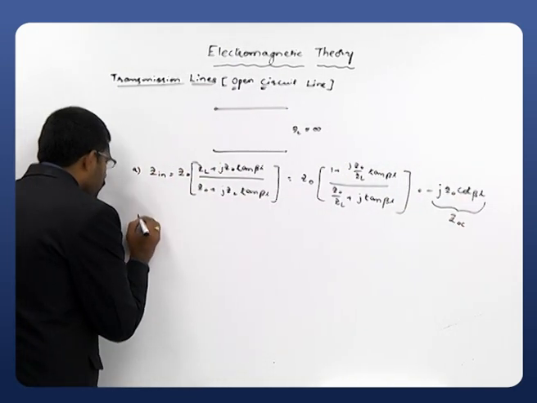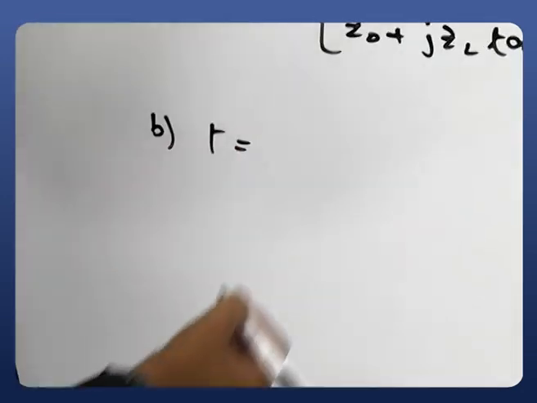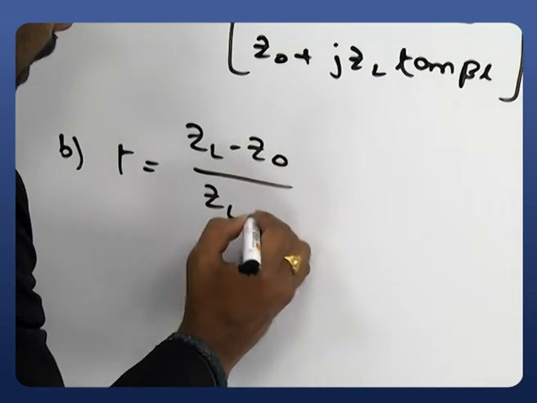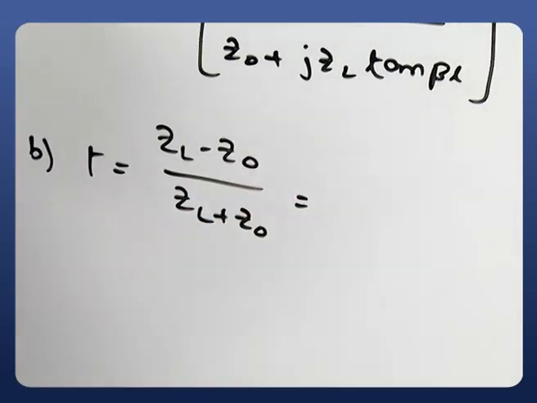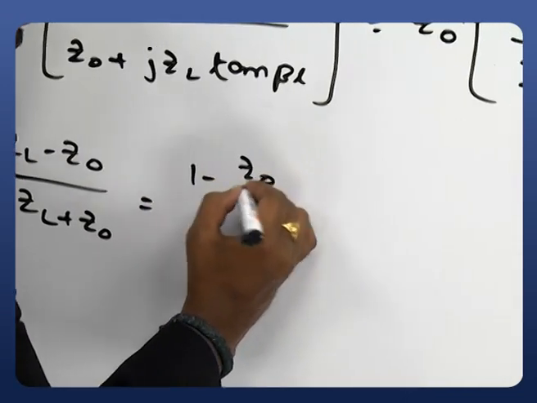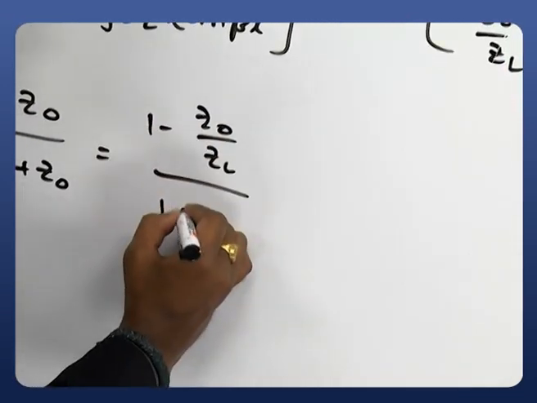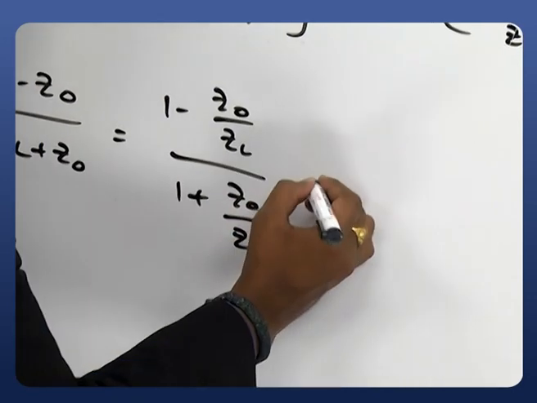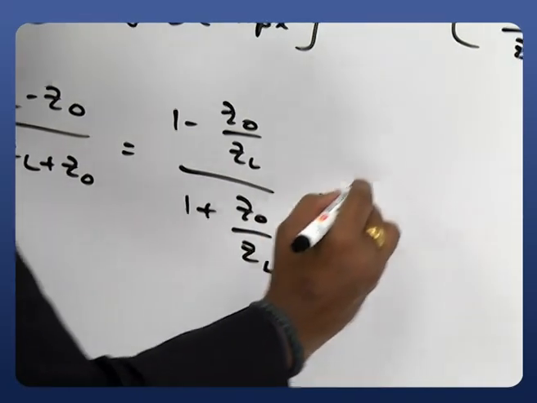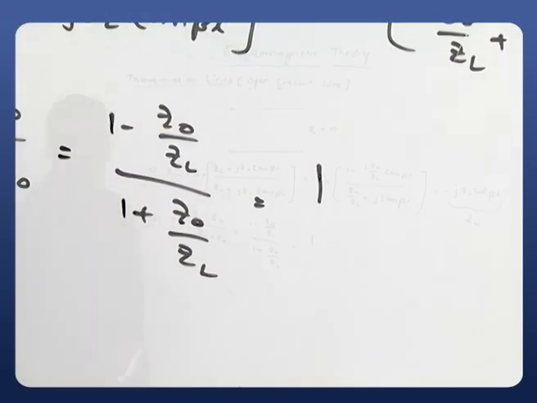Similarly, the second parameter I am going to observe is the reflection coefficient gamma. Gamma is equal to ZL minus Z0 divided by ZL plus Z0. Now take ZL common from this one. What you will get is 1 minus Z0 by ZL divided by 1 plus Z0 by ZL. So as ZL tends to infinity, you get 1 by 1, just 1.